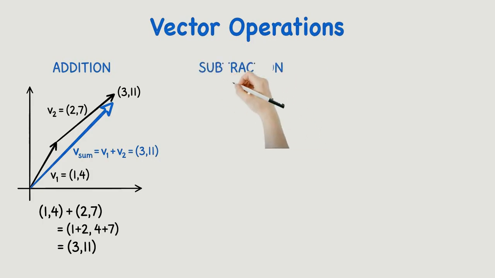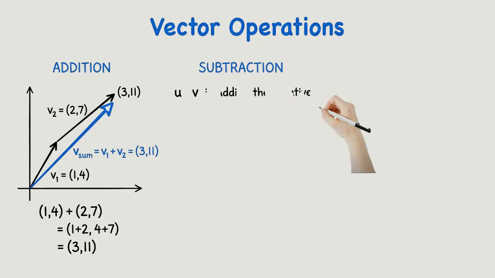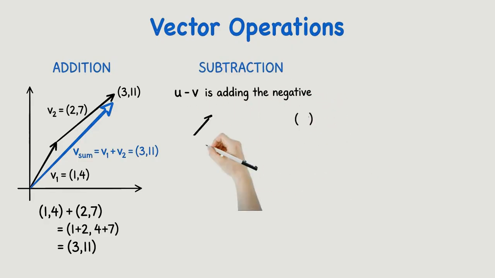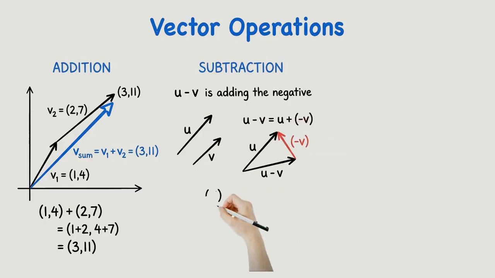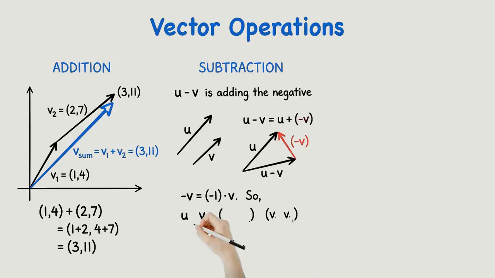Vector subtraction asks a different question. It asks what movement takes you from one vector to another. Subtract components again. If u is 2, 6 and v is 5, 1, then u minus v is 2 minus 5, 6 minus 1, which is negative 3, 5. Negative just means the direction is reversed along that axis.